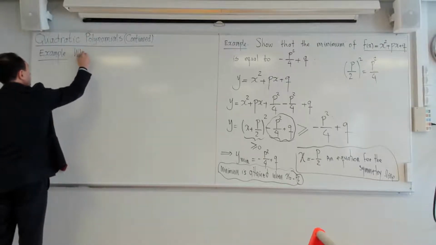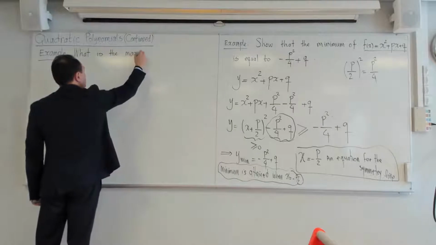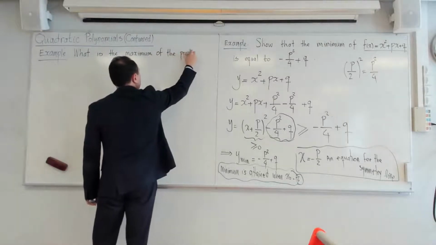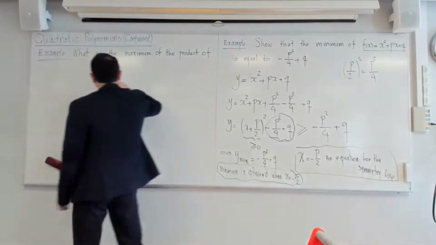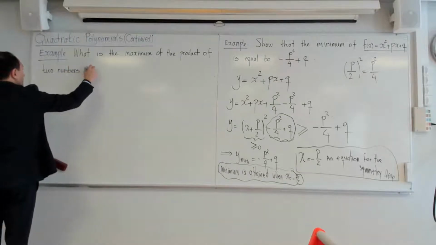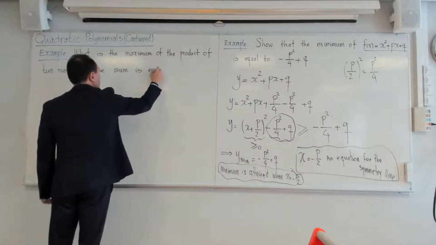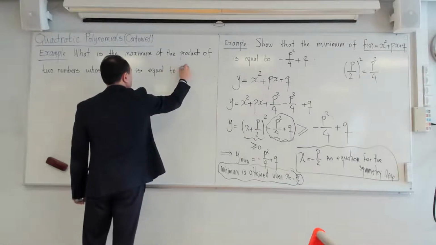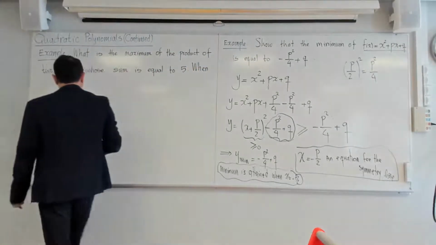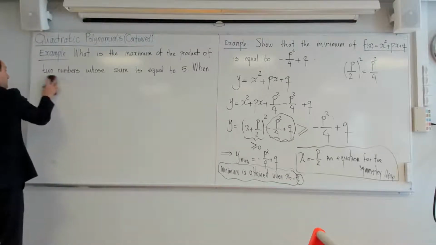What is the maximum of the product of two numbers whose sum is equal to 5? When is this maximum achieved?